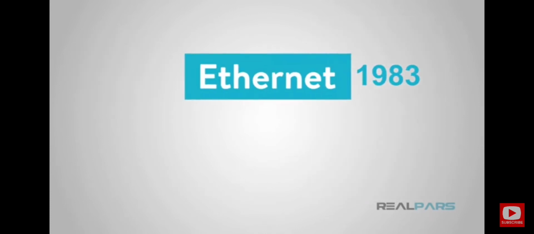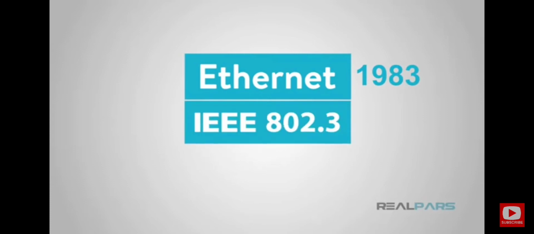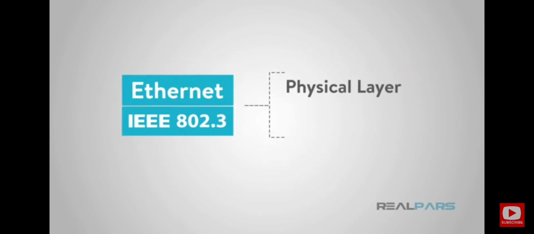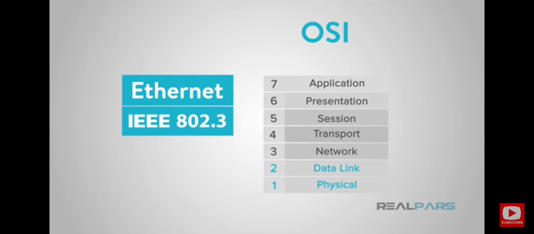In 1983, Ethernet was standardized into the standard IEEE 802.3 by the Institute of Electrical and Electronic Engineers, or IEEE. This standard defined the physical layer and the MAC, or Media Access Control portion, of the data link layer of wired Ethernet. These two layers are defined as the first two layers in the OSI, or Open Systems Interconnection model.